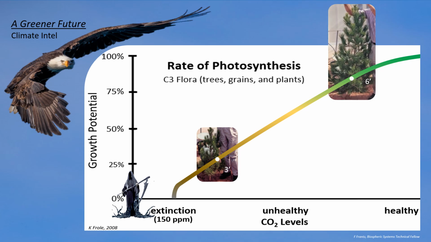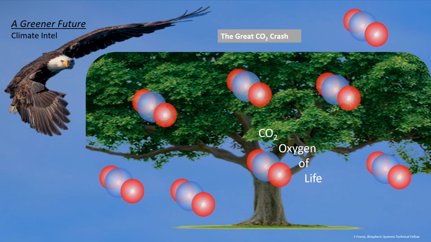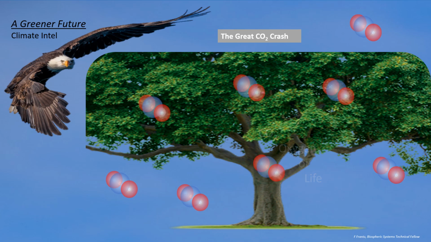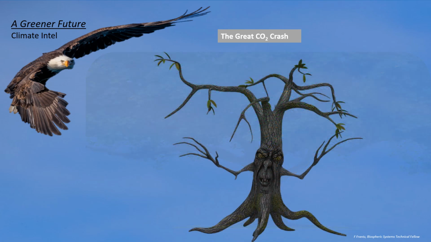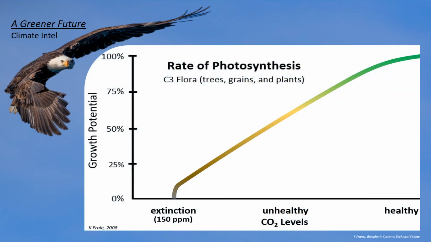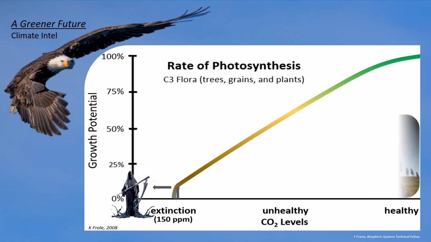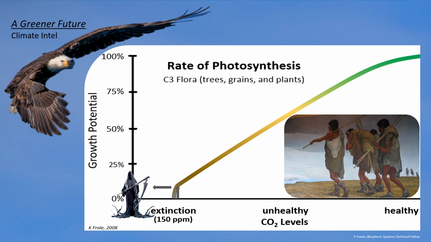regenerate 3 times faster. But here we are, after the great CO2 crash, still edging closer and closer toward total extinction. Our oxygen of life buffer is gone. The last low CO2 near extinction event was only 20,000 years ago, about when humans found their way across the Great Bering Sea Land Bridge.